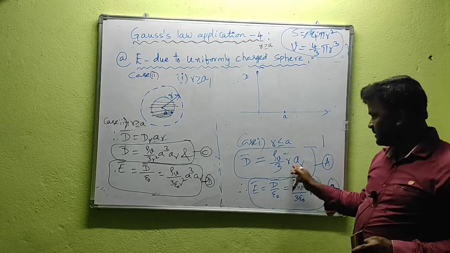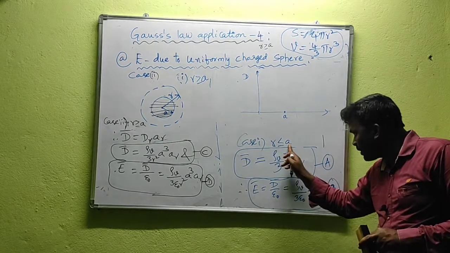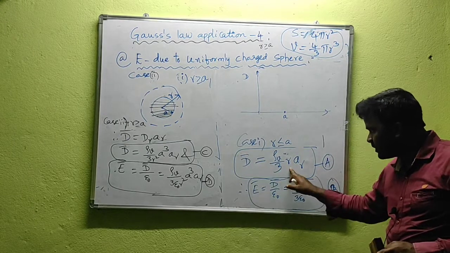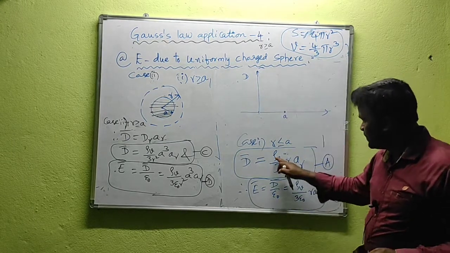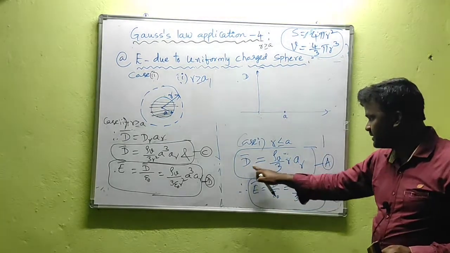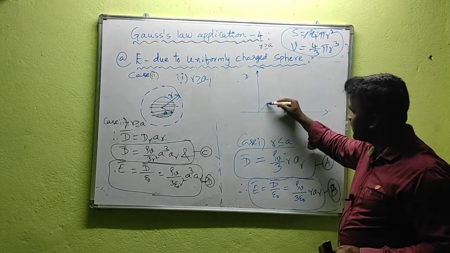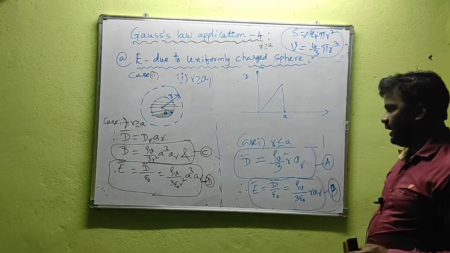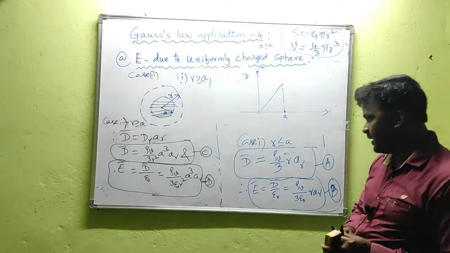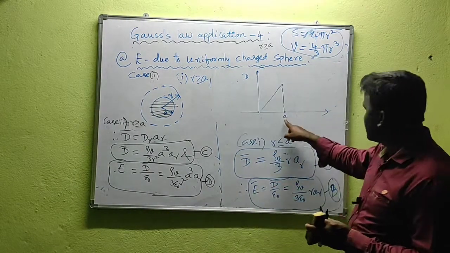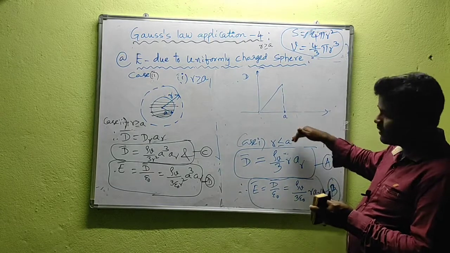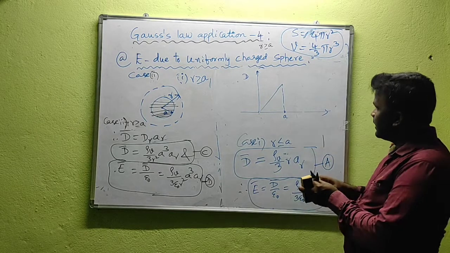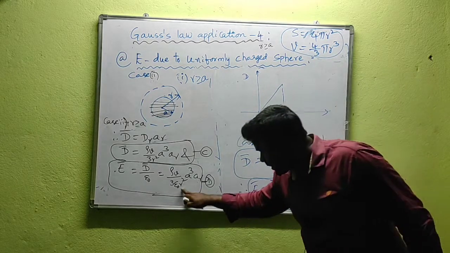And if R increases up to R equal to A, D increases linearly. Rho v by 3 is constant, so D is directly proportional to R, which means it increases linearly up to R equal to A. After this, if R is greater than A, beyond A, it decreases, because R is in the denominator.